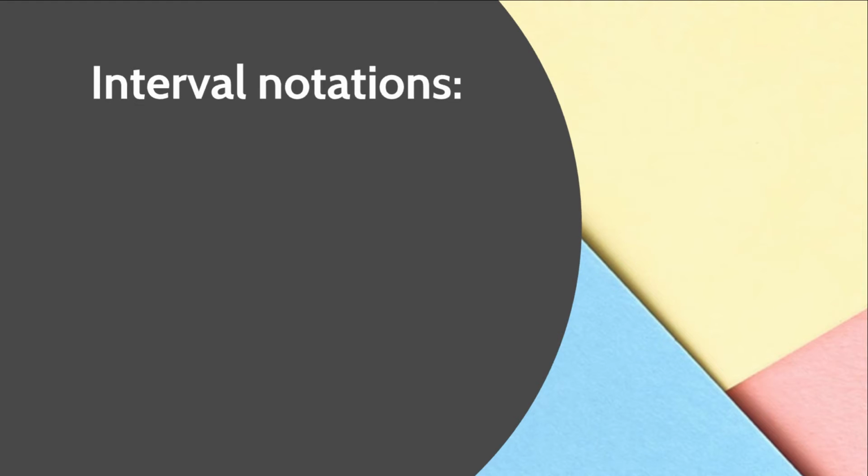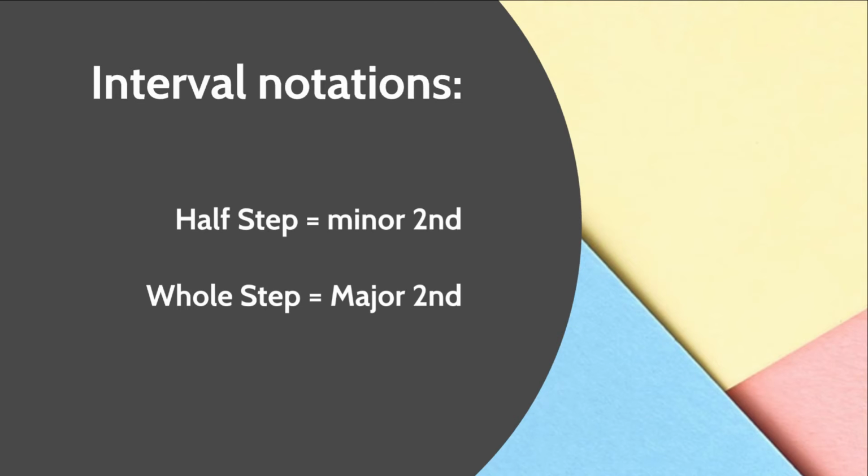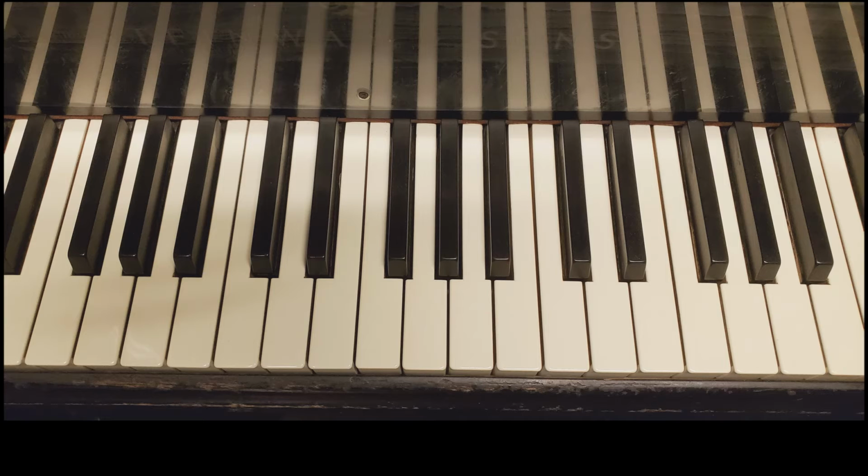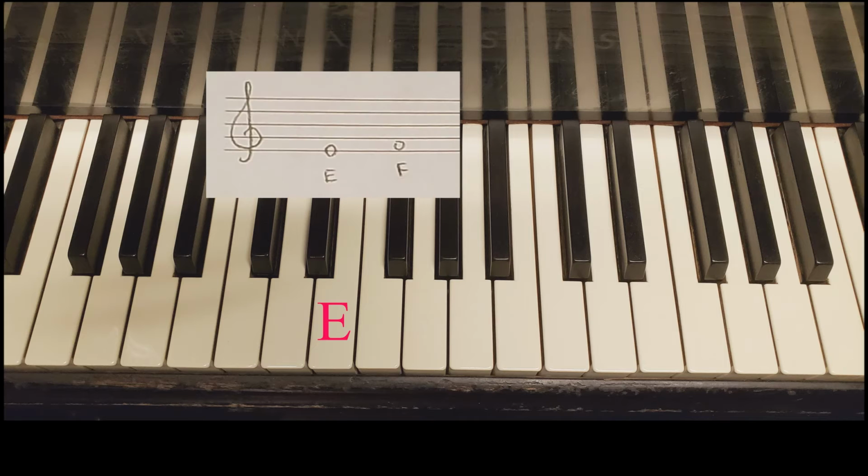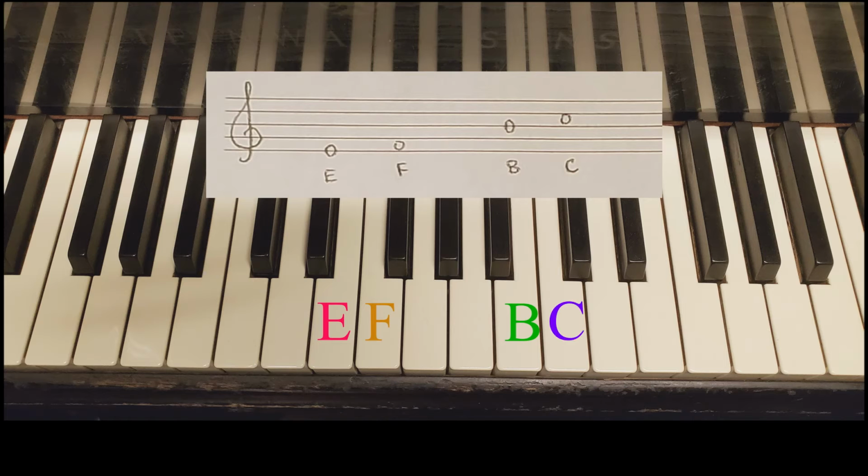In terms of intervals, a half step is called a minor second, and a whole step is called a major second. When we are looking at half steps, the pattern usually alternates between white keys and black keys. But there are two exceptions where a black key is not present between two white keys, which are between E to F and B to C.